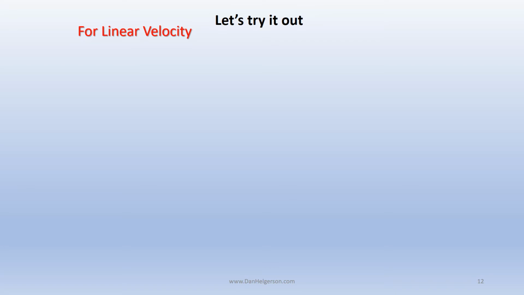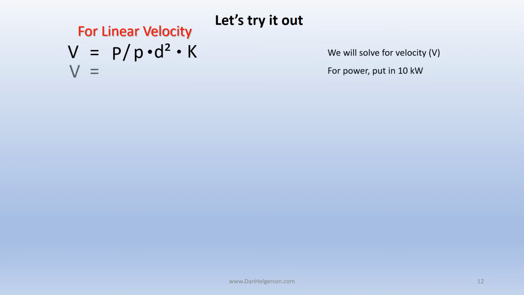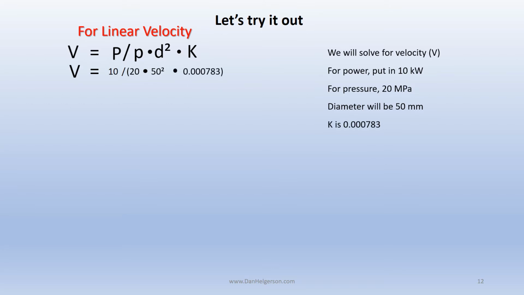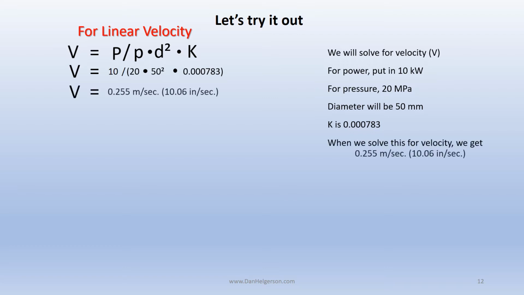Now, looking at linear velocity, again, what we're going to do is solve for velocity this time. And we'll use some of the same numbers. We have 10 kilowatts, 20 megapascals, and the diameter is going to be 50 millimeters. K is 0.00783. When we solve this for velocity, we get 0.255 meters per second, or a little over 10 inches per second.